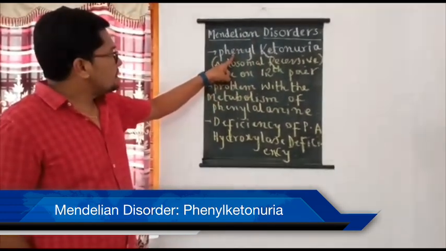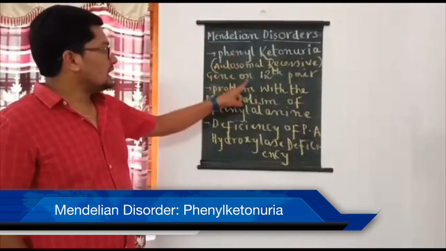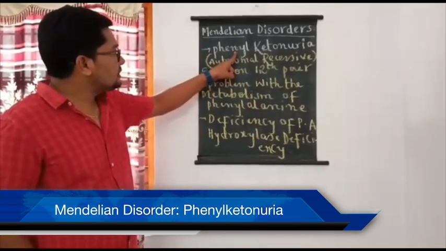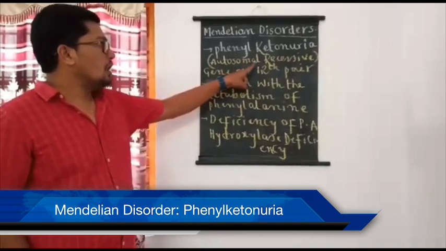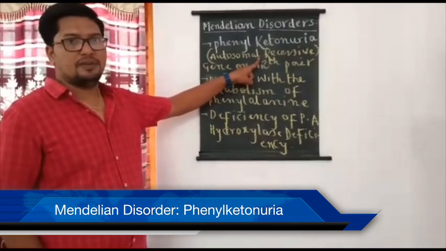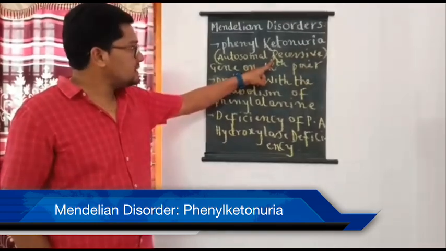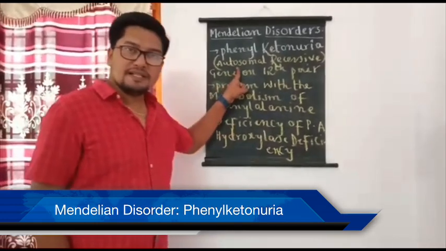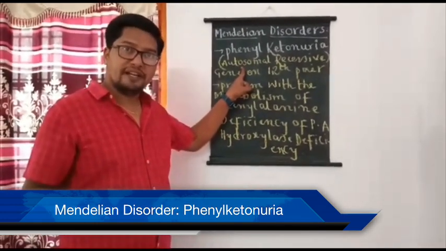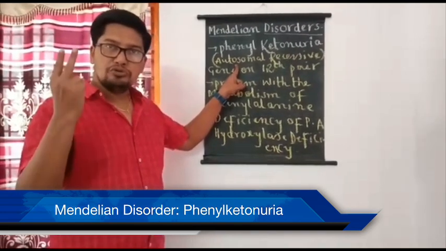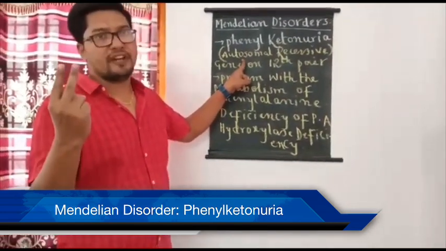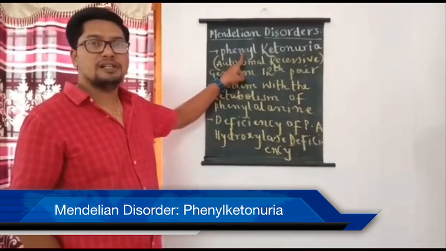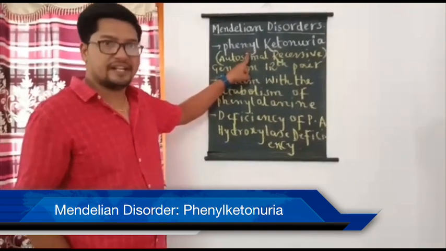The gene responsible for causing phenylketonuria is present on the 12th pair of chromosomes. Phenylketonuria is an example of an autosomal recessive trait, and you know recessive traits are always expressed in homozygous condition. Means, whenever a child inherits 2 recessive alleles from the parents for phenylketonuria, only that child is going to suffer from this condition according to genetics.